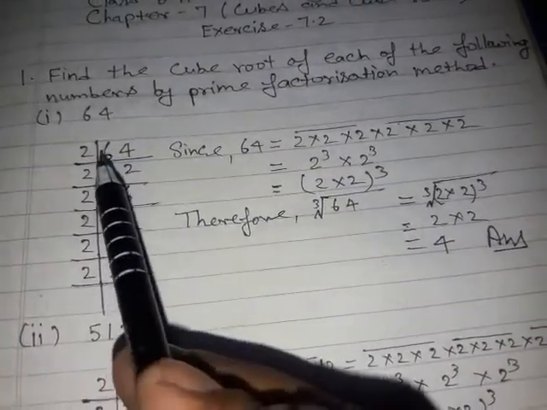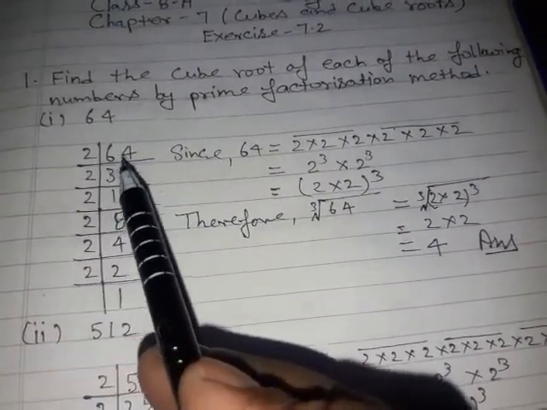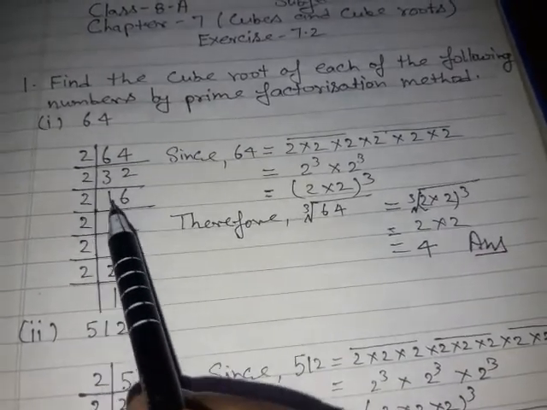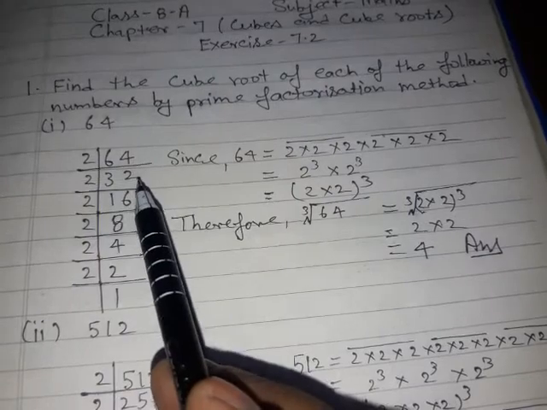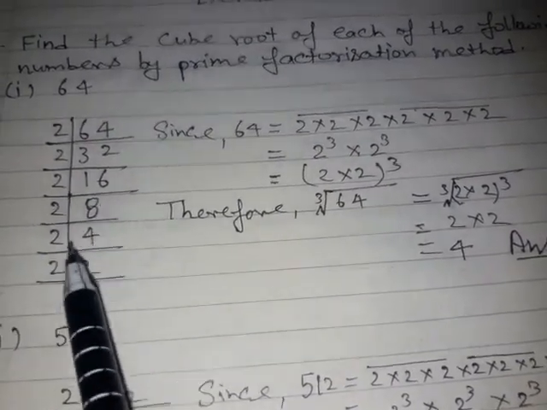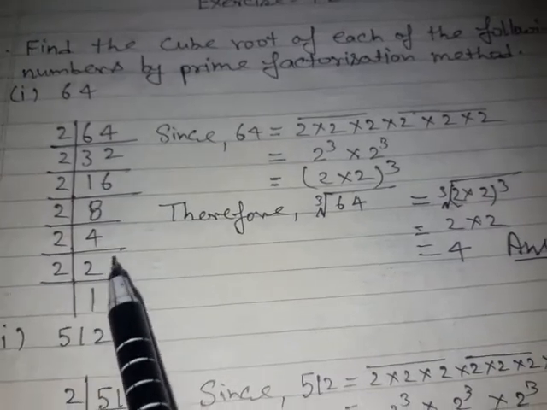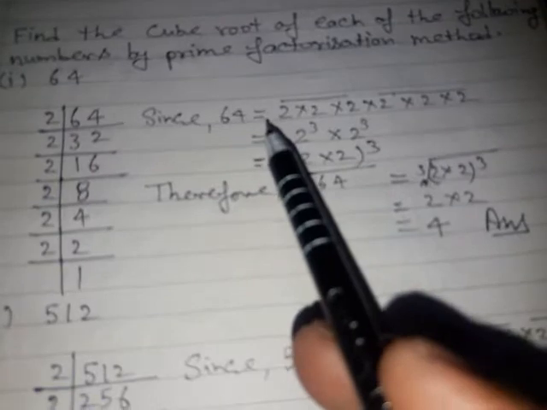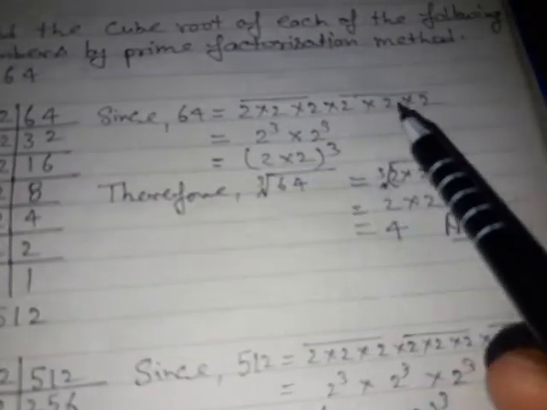First of all, find the prime factorization of 64. 2 3s are 6, 2 2s are 4, 2 1s are 2, 2 6s are 12, 2 8s are 16, 2 4s are 8, 2 2s are 4, 2 1s are 2. So the prime factors of 64 are 2 multiplied 6 times.